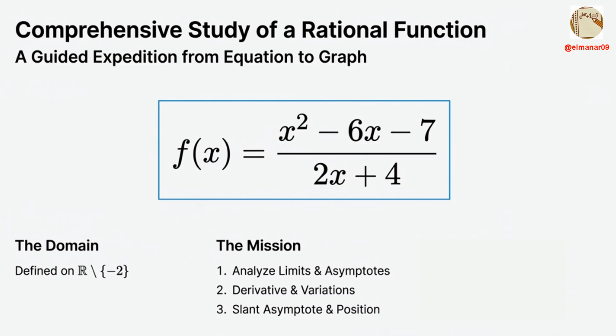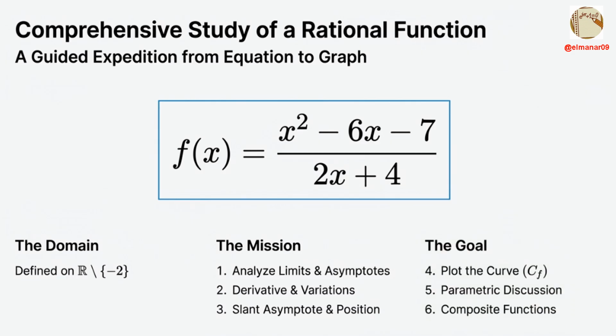3. Slant asymptote and position. Since the degree of the top is 1 higher than the bottom, we've got a slant asymptote coming our way. It's like a guide rail for our curve as it heads off to infinity. We need to know if our graph is sitting above it or below it. No guessing allowed.